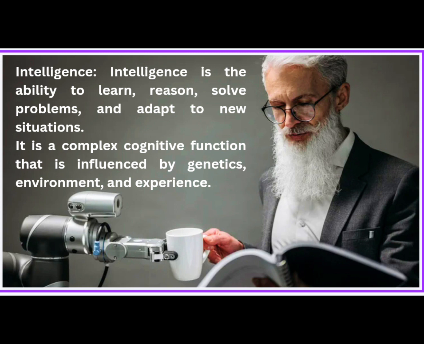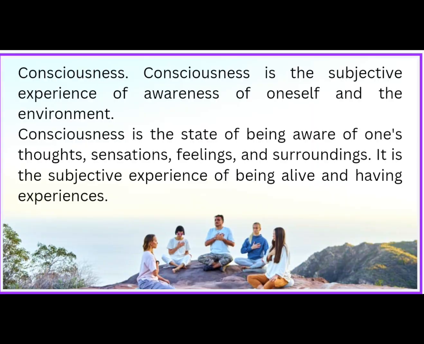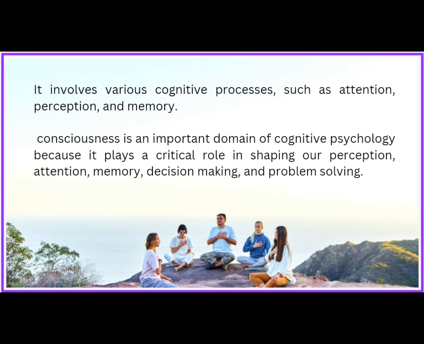Intelligence is the ability to learn, reason, solve problems, and adapt to new situations. It is a complex cognitive function that is influenced by genetics, environment, and experience. Consciousness. Consciousness is the subjective experience of awareness of oneself in the environment. Consciousness is the state of being aware of one's thoughts, sensations, feelings, and surroundings. It is the subjective experience of being alive and having experiences. It involves various cognitive processes, such as attention, perception, and memory.